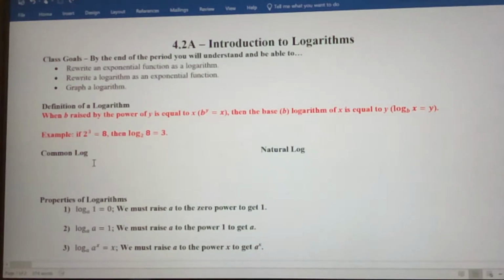Now, there are 2 different logarithms that are used very often. The first one is the common log. The common log has a base of 10. So 10 would be where the b is here, or 10 would be where the 2 is here. Now, you'll see that on your calculator. You won't see the 10 there as the base. It's the common log. So anytime you see log with no base, the base is understood to be 10. So on your calculator, you're going to see log x. That means the base is 10.